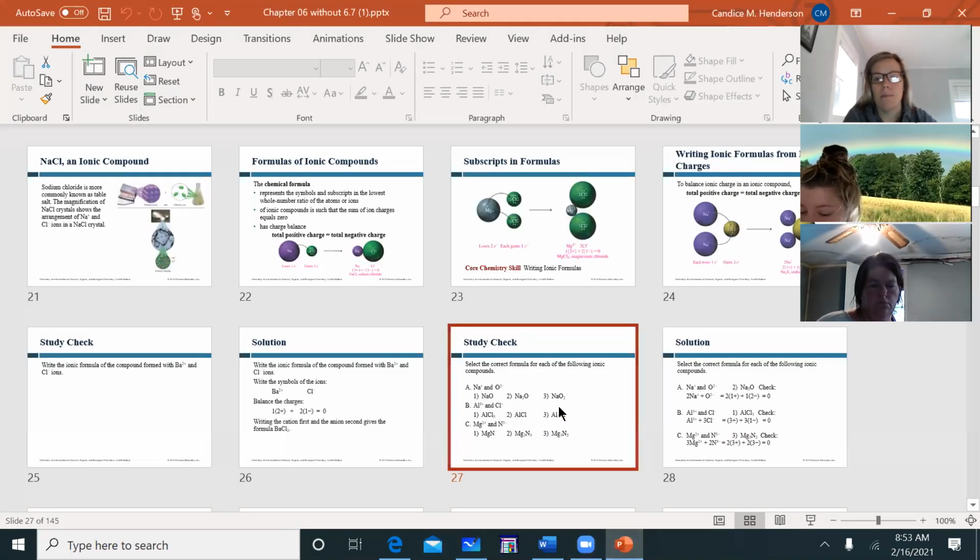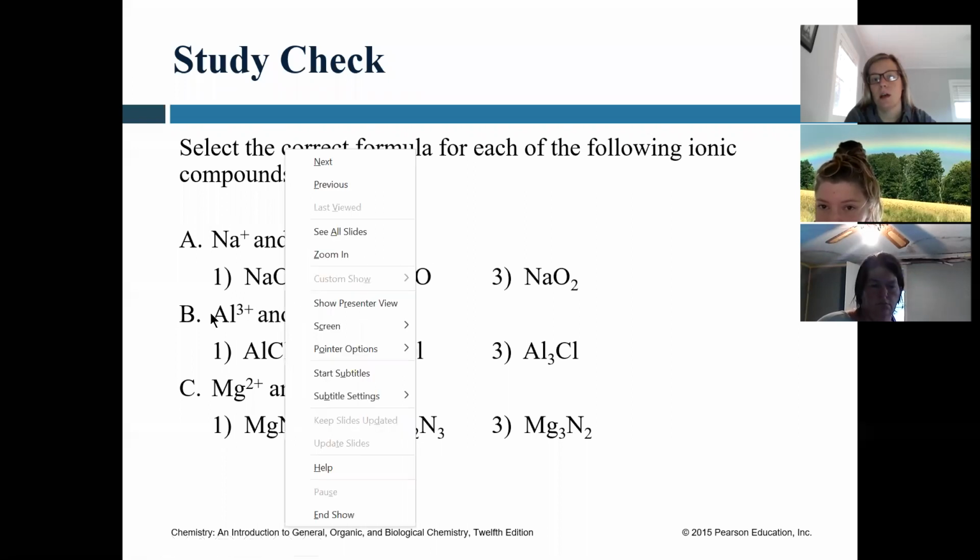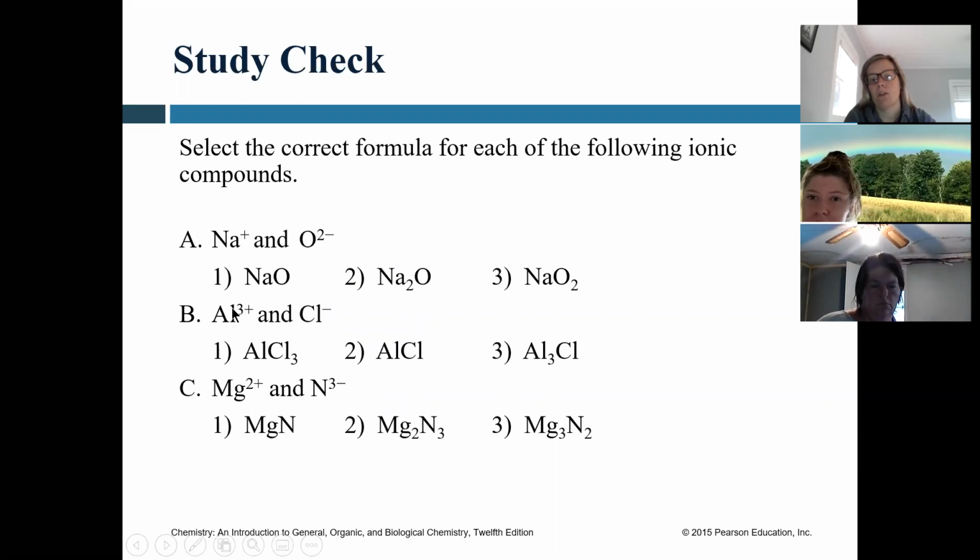Okay, so here are some more examples. Sodium mixing with oxygen. If we were to flip-flop, we'd need 2 sodiums for every 1 oxygen. So it'd be this one here. Aluminum and chlorine. If it's a 3+ and chlorine is a 1-, then I need 3 chlorines for every 1 aluminum, flip-flop. Magnesium 2+, nitrogen 3-, flip-flop. See, this is a pitfall. This is where I see students just smush them together. We don't want that. This one, they haven't flip-flopped, right? They just dropped the 2 and the 3 down. You got to flip-flop. So we'd need Mg3N2.